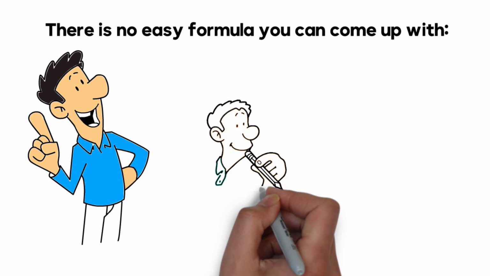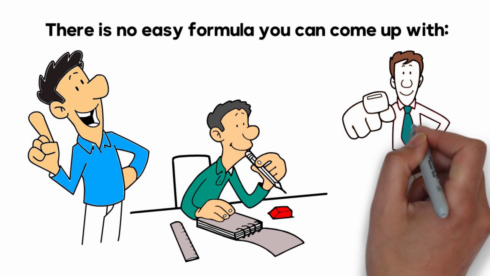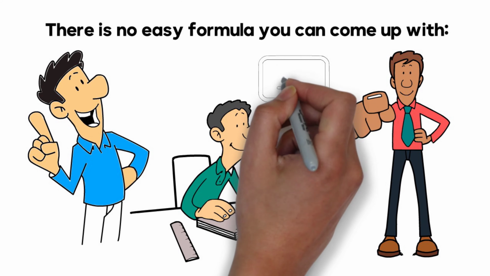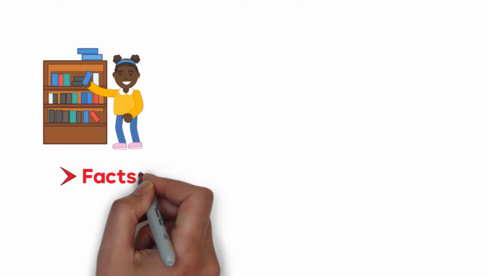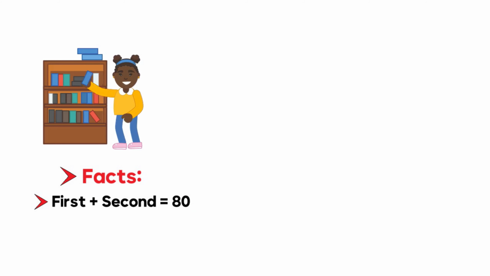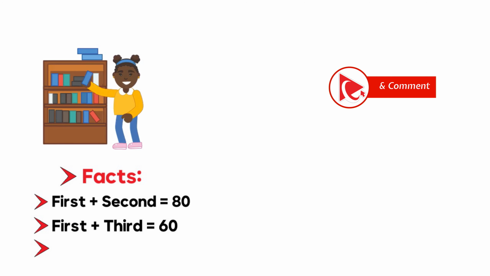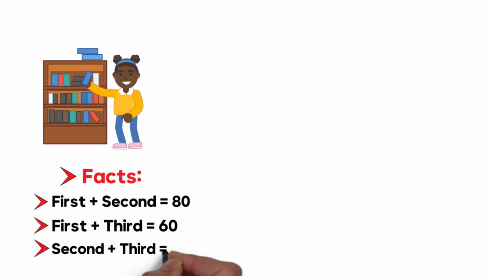What's interesting about this problem is that there is no easy formula you can come up with. Maybe you're different, at least this is how it was in my case. So if you can come up with the formula, please make sure to post it in the comment section of this video. But what I did, I started looking at the facts. And the facts is that on the first and second bookshelves, we have 80 books. On the first and third bookshelf, we have 60. On the second and third, we have 40.